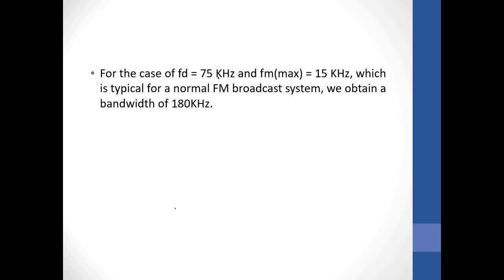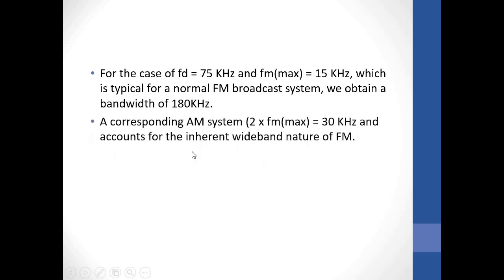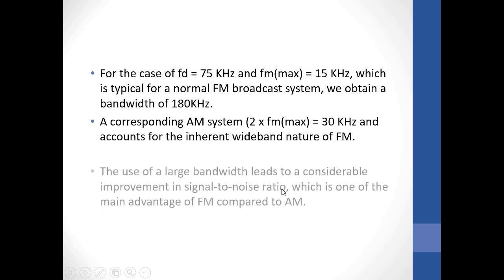So here we're given, let's say, FD equal to 75 kilohertz and FM equal to 15 kilohertz. Using the formula, for our bandwidth we get 2 times 75 plus 15. So it's 2 times 90, which gives us 180 kilohertz, as shown there. If it was AM, it's just 2 FM, so we get 30 kilohertz. You can see that the bandwidth of an FM is greater than the bandwidth of AM, which is one disadvantage of an FM signal.